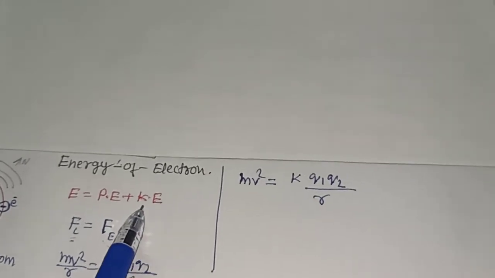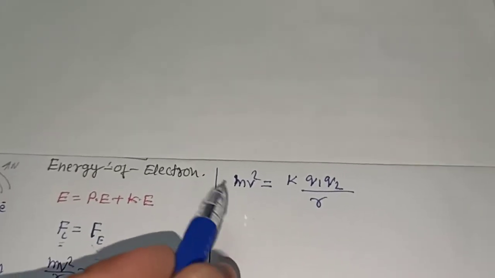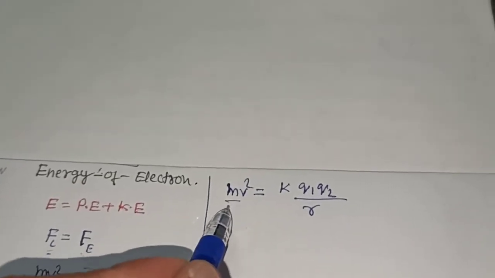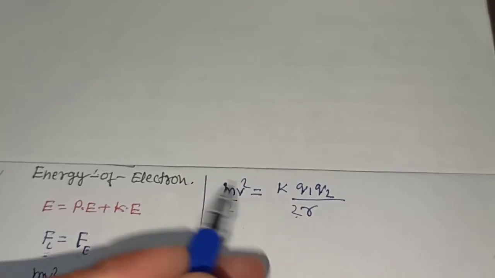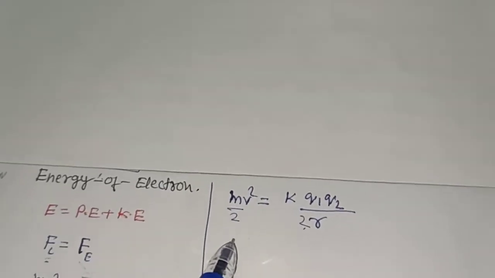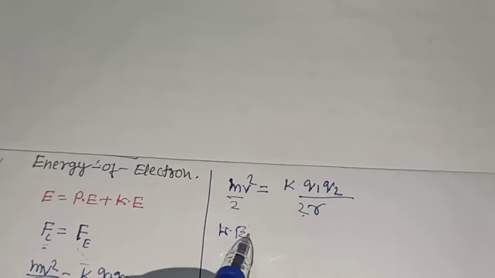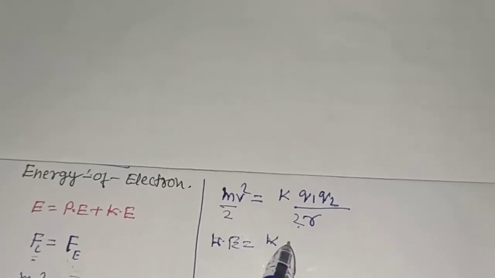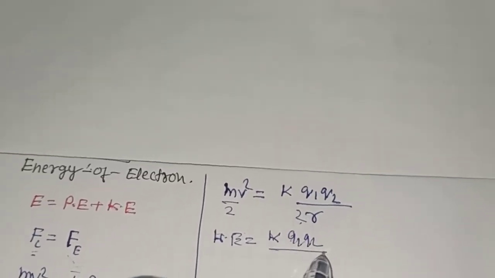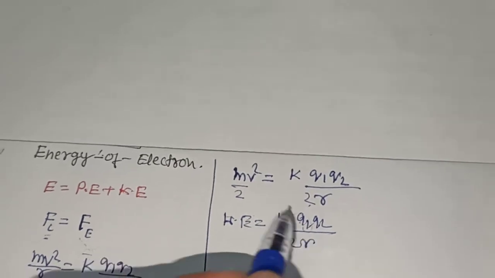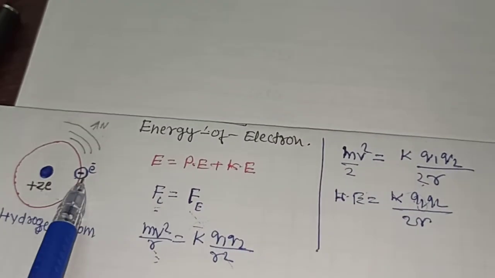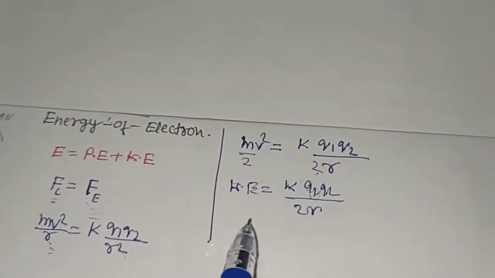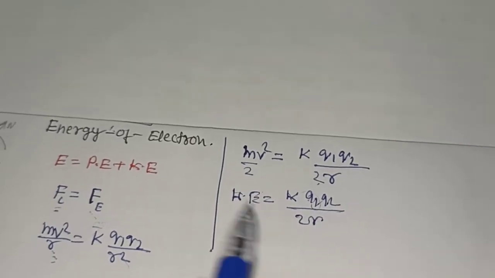But you want the kinetic energy, and you know that half mv square is the formula of kinetic energy. So you can divide both terms by 2. So we will get the first formula of the kinetic energy, and the kinetic energy of the electron is k q1 q2 divided by 2r, where q1 you know is Ze and q2 is e. So here we can find the kinetic energy.